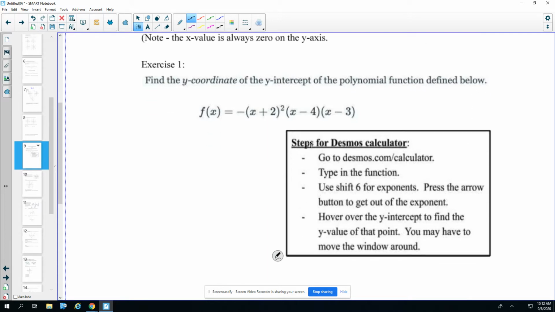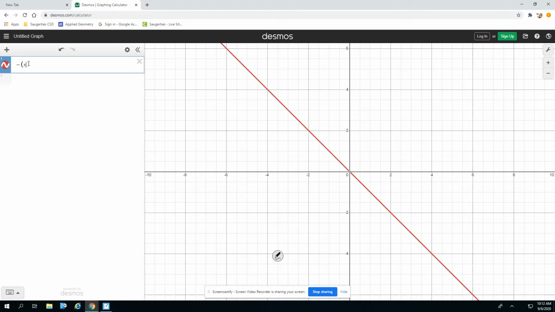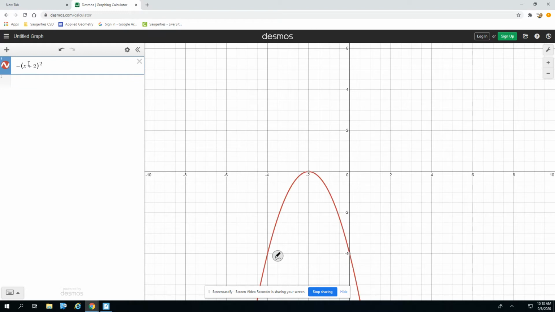So I'm actually going to do this problem on something called the Desmos calculator. There is one on Delta Math, but we're going to see how this one works as well during this lesson. So on your computer, you want to go to desmos.com/calculator, as it says in your packet, and you can type the function right here. So we have negative x plus 2 squared, and as I type in that squared, I push shift and then 6, and that'll get me up to the exponent, and we see the parabola form from the x squared, and then I'm going to type in the rest of the function.